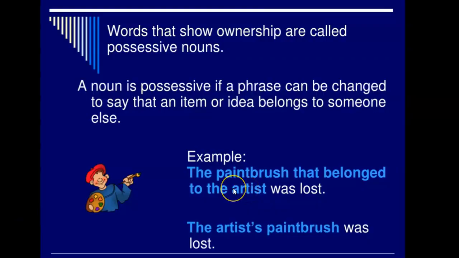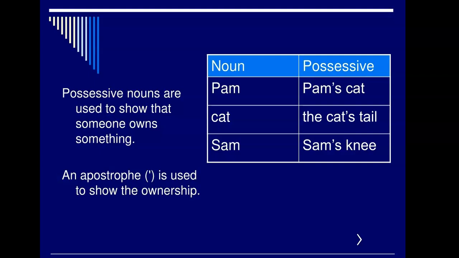So let's continue. Words that show ownership are called possessive nouns. A noun is possessive if a phrase can be changed to say that an item or idea belongs to someone else. For example, the paintbrush that belonged to the artist was lost. The artist's paintbrush was lost. Possessive nouns are used to show that someone owns something. An apostrophe is used to show the ownership.